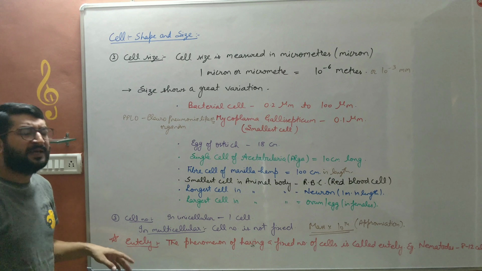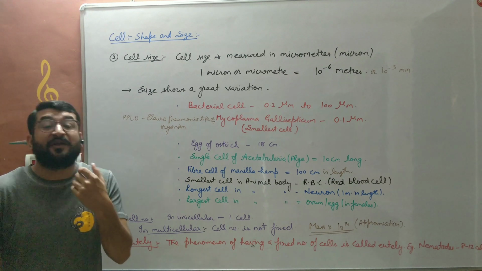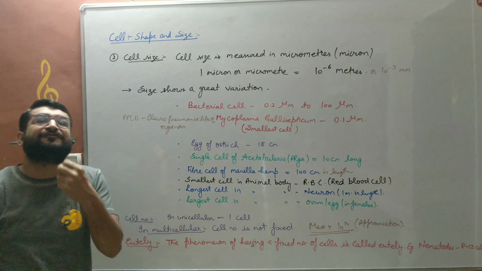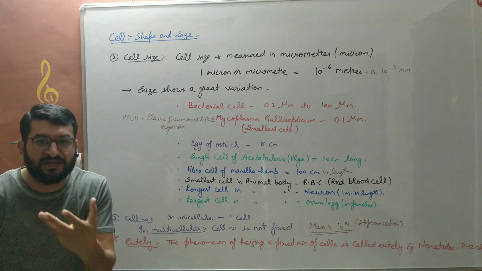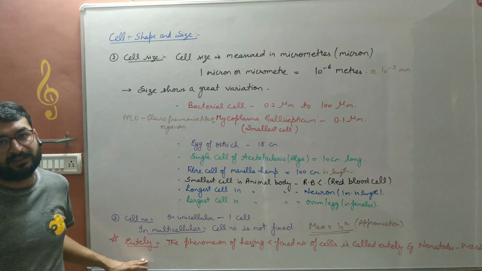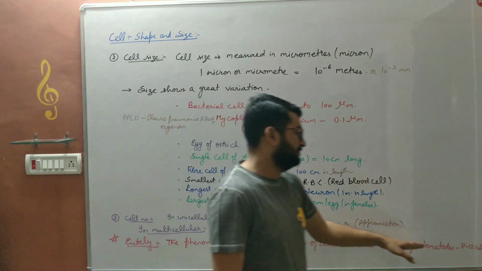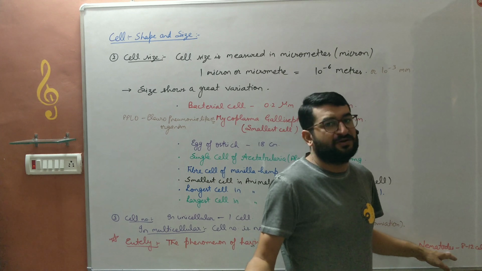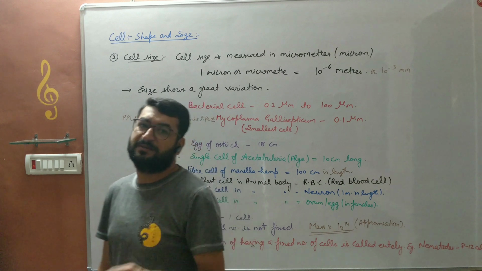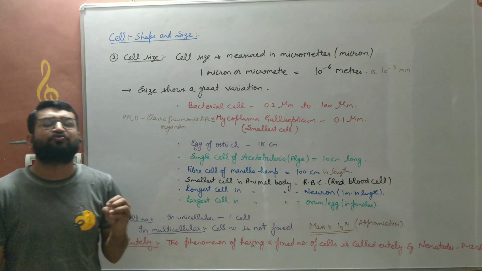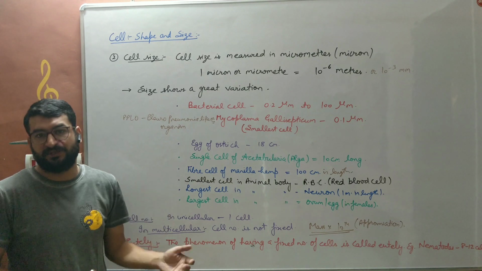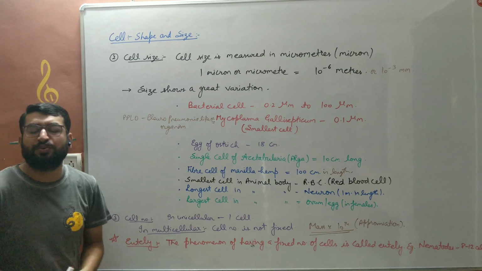What is eutely? It is a phenomenon in which a multicellular organism possesses a fixed number of cells, and that is known as eutely. The example of this is nematodes that you will study in later chapters or higher classes. Nematodes possess eutely. They have 8 to 12 cells. They have a fixed number of cells, that is 8 to 12 in them. So this phenomenon is referred to as eutely.